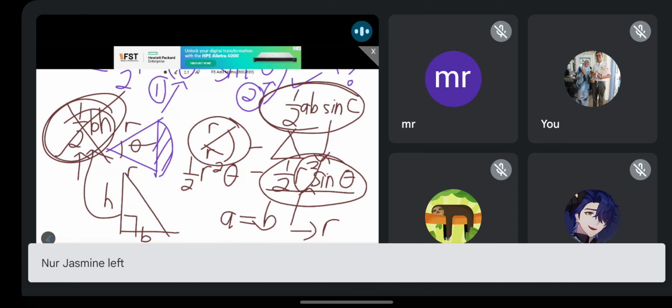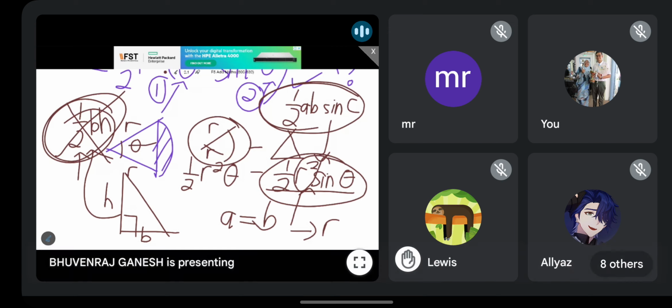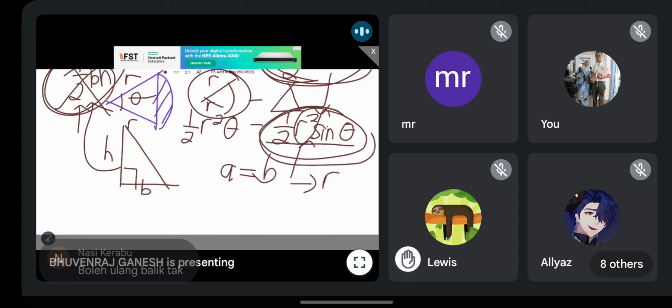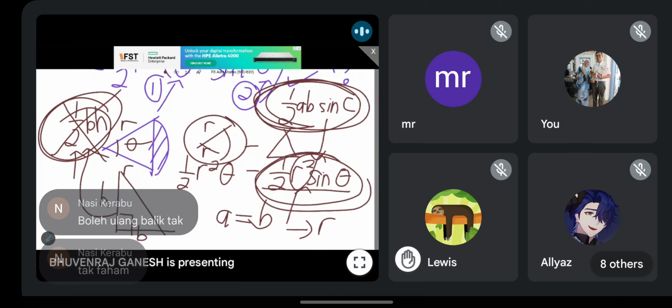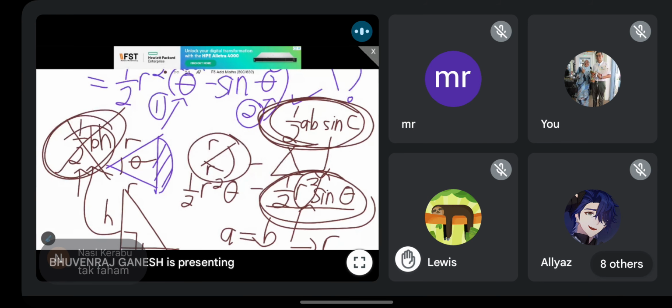Can you all understand? Boleh faham? Macam mana dapat half r square sin theta? Kamu modify rumus ni saja. Just change half AB sin C. Okay, so that's why dari sini kamu boleh faktorkan lah. Okay, half r square. Okay, boleh. Bahagian mana? Yang half AB sin C ke?